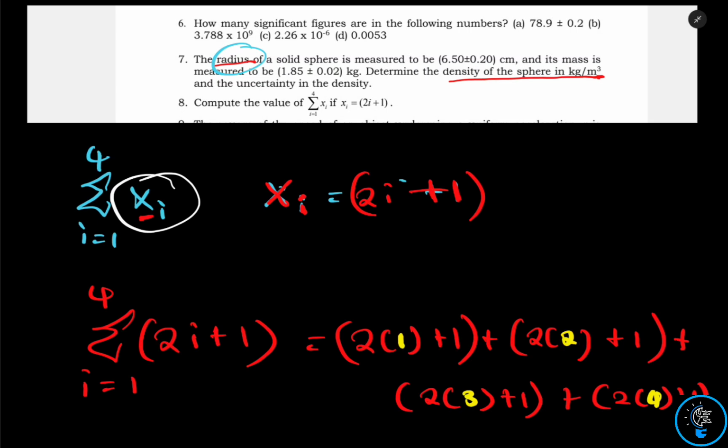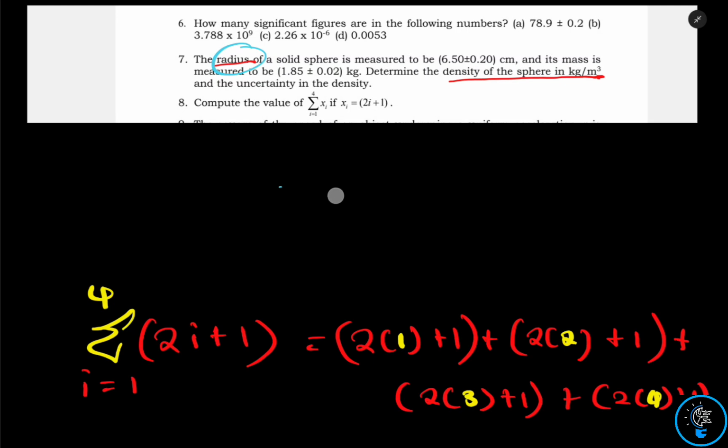Remember, the numbers are doing what? Are ascending until we reach the what? The upper limit. Okay, so now that we've reached the upper limit, we end there. Just a matter of now punching that into your calculator. So 2 times 1 is a 2, plus 1 is a 3, plus 2 times 2, that's a 4, plus 1 is a 5, and 2 times 3 is a 6, plus 1 it's a 7. This one it's an 8, plus 1 is a 9.